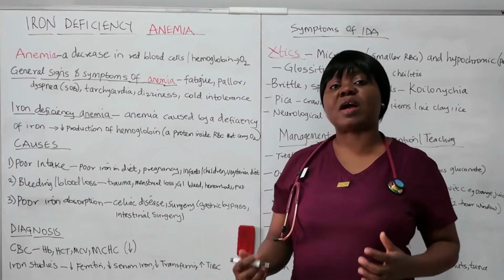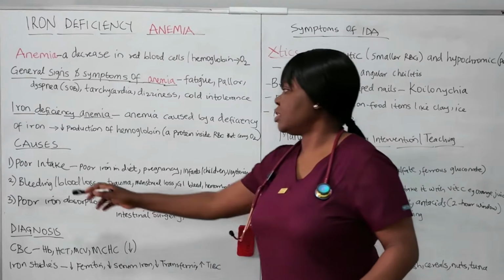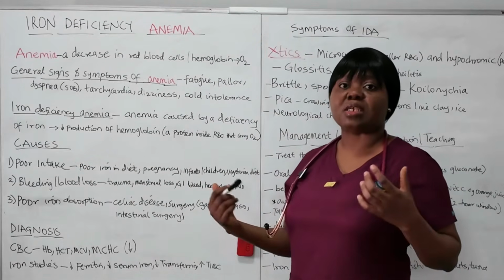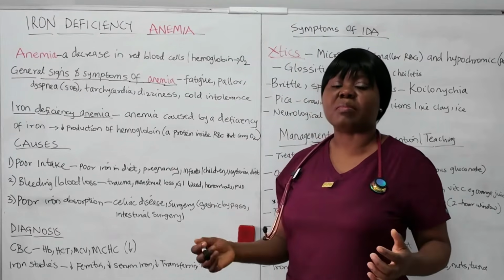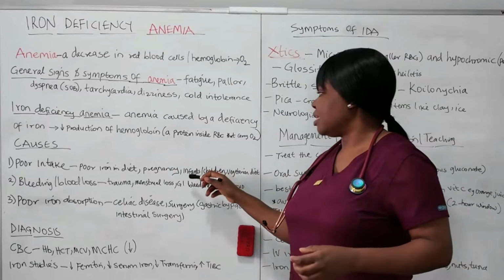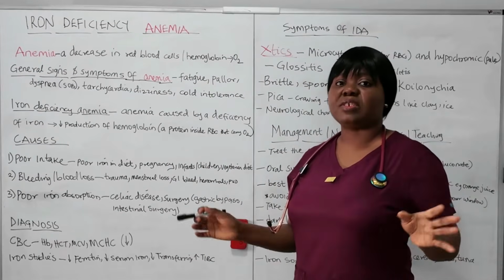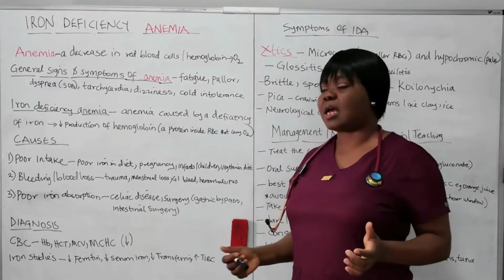Now, what are the causes of iron deficiency anemia? There are 3 broad causes. One is poor intake. It can be due to poor iron in the diet, if you're not taking enough iron in your meals, or in pregnancy where there's increased demand for iron. And then in infancy, children are at risk of iron deficiency anemia. And then those on a vegetarian diet stand the risk of developing iron deficiency anemia.